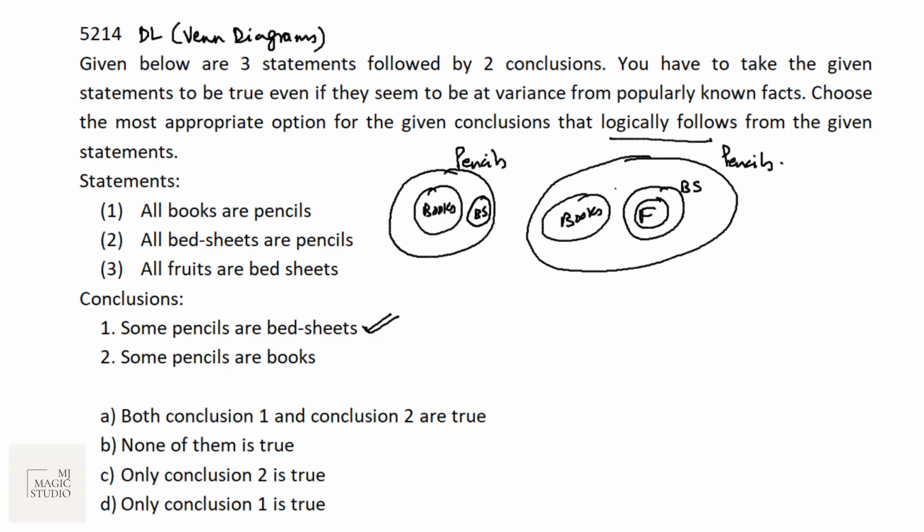Some pencils are books. Some pencils are also books. That is also correct. All books are pencils. That means some pencils are books. That means both conclusions are true. That has followed logically from the given statements. Both conclusion 1 and conclusion 2 are true. Mark option A.